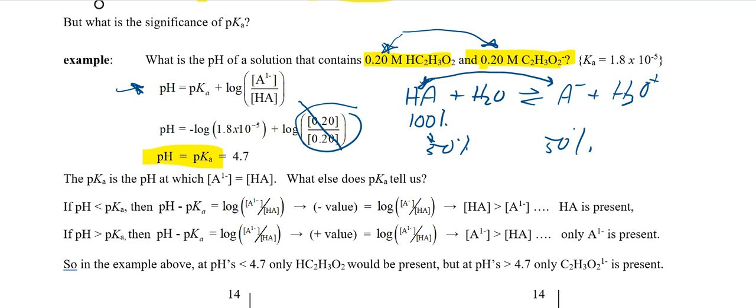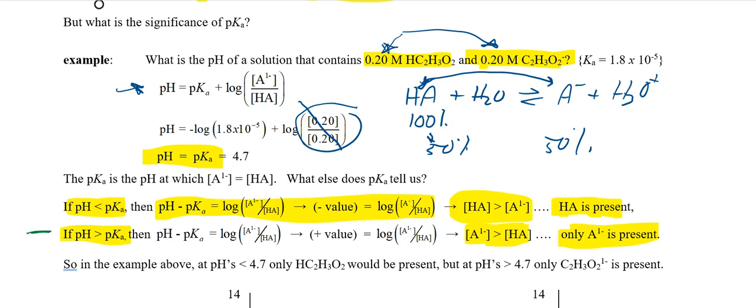So what's the significance of this? If pH is less than the pKa, then if you look at the Henderson-Hasselbalch equation, you're going to end up with negative log values of the log of A negative over HA. Basically what it means, when the pH is less than pKa, the concentration of the acid is more than the base. So the HA is present. That's huge. When pH is greater than the pKa, then A negative is more than HA, and the base is present. So at higher pHs you get bases, at lower pHs you get acids.